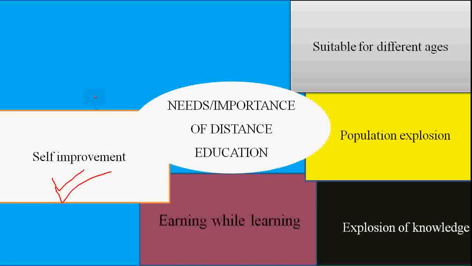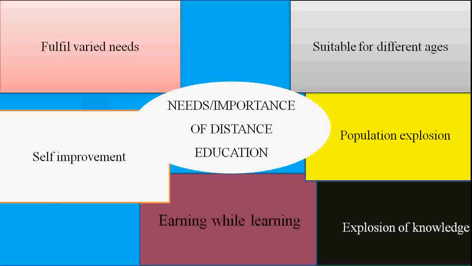Okay, next point, that is fulfilling varied needs. So we know we have different types of desires, different types of needs, isn't it? So if we have different types of needs, different types of desires, and we want to fulfill all types of needs related to the education system, we will not get everything in the formal education system.